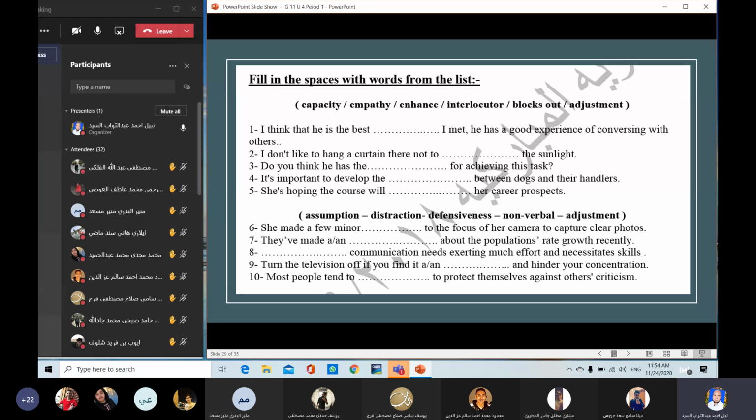It means speech, talking face to face with people, and we have another kind of communication. It's called non-verbal, yes, very good. Non-verbal communication needs exerting much effort and necessitates skills. Very good.